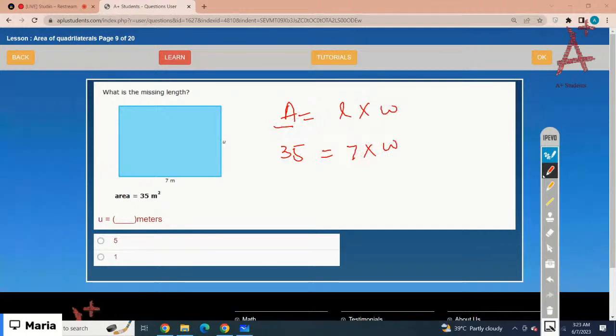Either you can find 7 times what number equals 35, or you can divide both sides by 7. You can cancel out the 7. 7 times what number is 35? 7 times 5 is 35, so it would be 5. Got it? The correct option is 5.